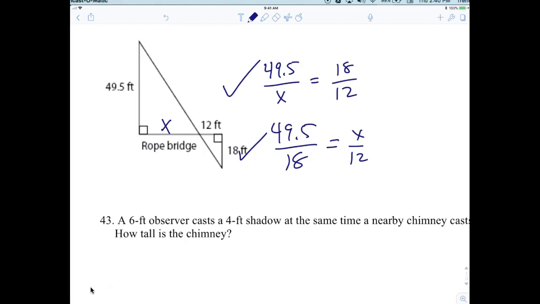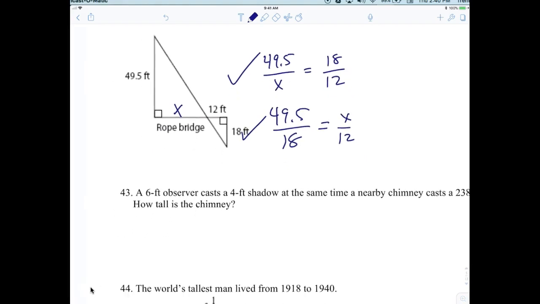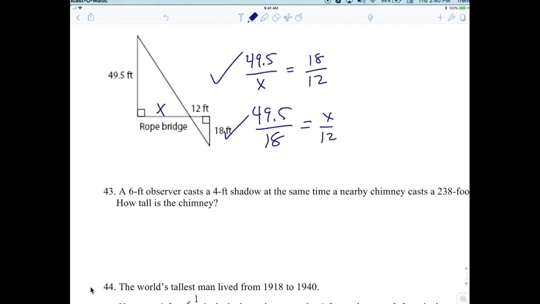I did 49.5 over 18 equals 12 over x. Okay, listen to me now. You ready? He said 49.5 over 18. So far, beautiful. So I have the large over the small. Right? The large over the small. So what would the large be?